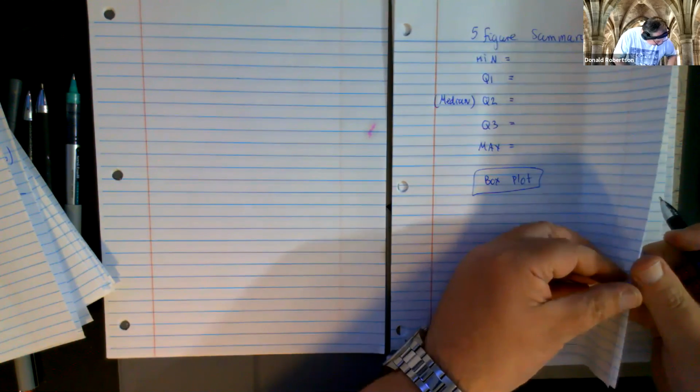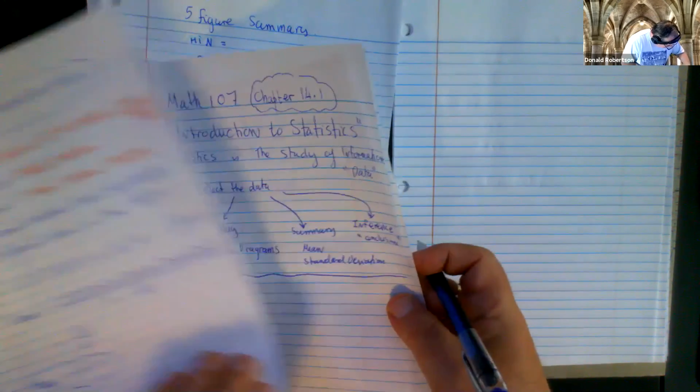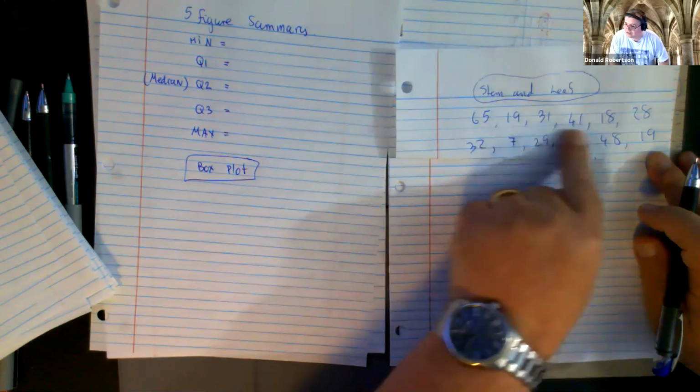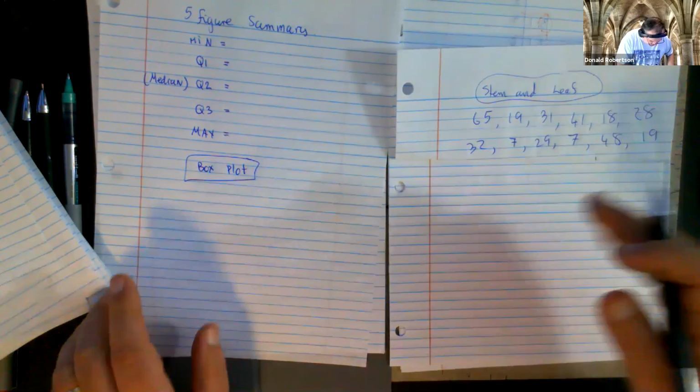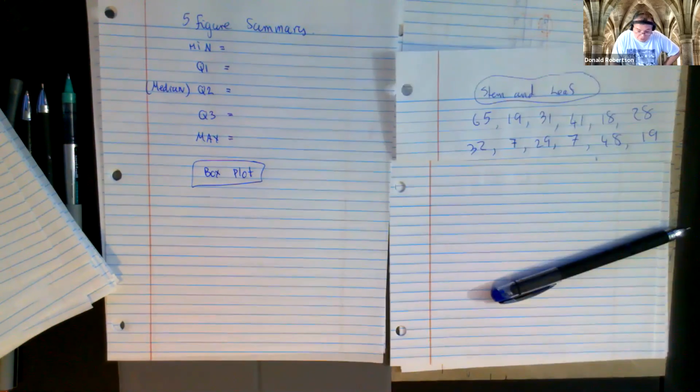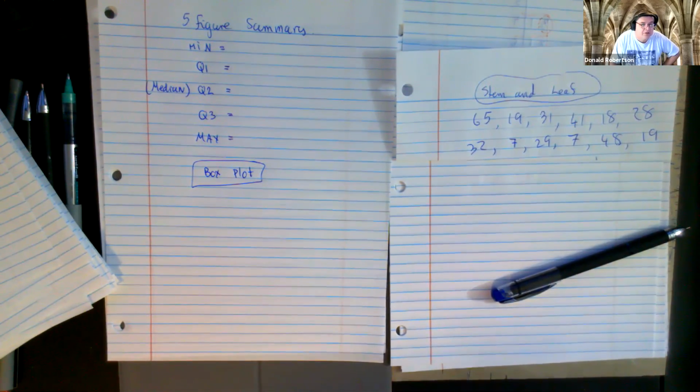So I need some data, and I'm going to use the same data as before. Remember this data here, the ages? We are going to find a 5-figure summary of the ages of people in this class. So close as many windows as I can so I can see what I'm doing. And let's go.